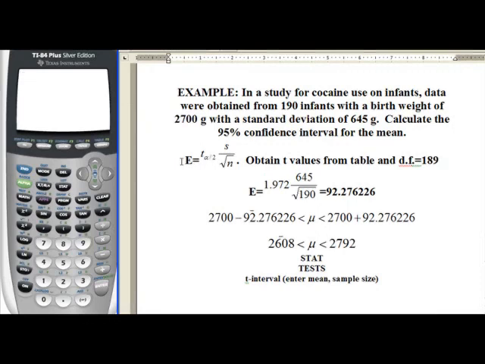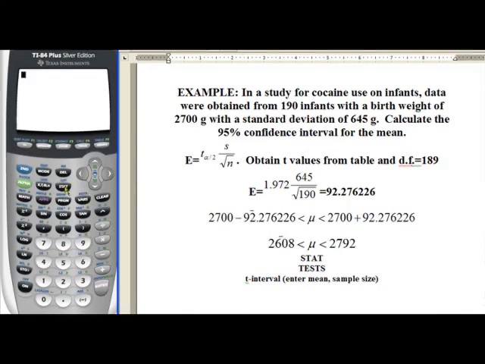So if you were to do this by hand, you'll have to get the t alpha over 2 from the table and assume degree of freedom 1 less than your number of sample points, and plug that in. After you get that number, you plug in your standard deviation and the number of data points, you get 92 points, and keep all these digits. And then you subtract that from your sample mean and add that to your sample mean.